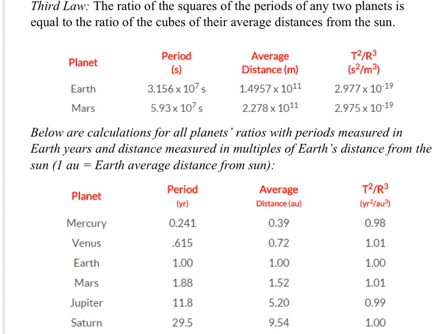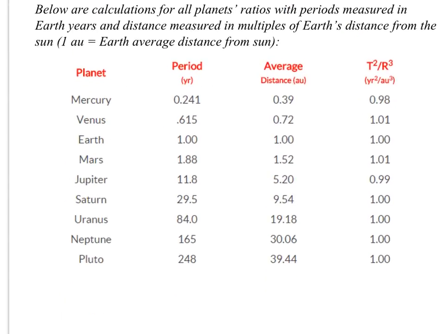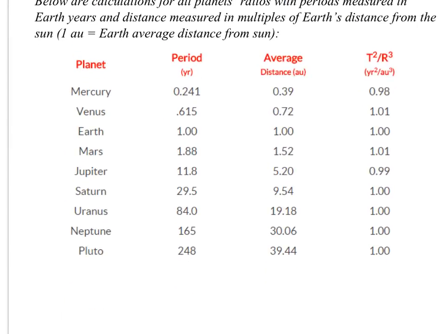Well, up in this other table, Kepler's constant was known as 2.9 times 10 to the negative 19, because our units were seconds squared per meter cubed, whereas here they're years squared per astronomical unit cubed. But the concept here is that if you square it, divided by the cube, you get the same number for all planets. So if I gave you a random planet, you could figure out what its period length is if you knew its average distance, or vice versa.